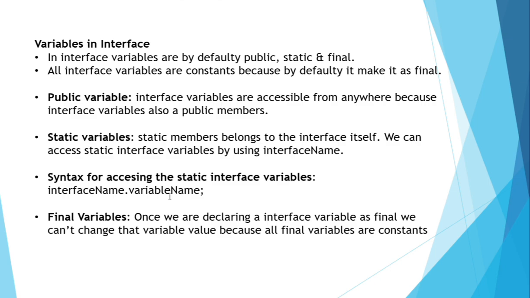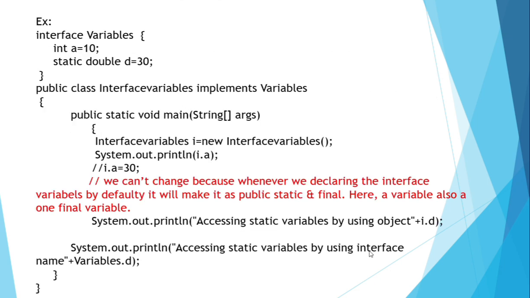Static variables are accessed using the interface name. Syntax for accessing static interface variables: interface name dot variable name. We cannot access the static variables directly in an interface. We can access these static variables by using the interface name. Final variables: once we declare an interface variable as final, we cannot change that variable's value because all final variables are constant values.